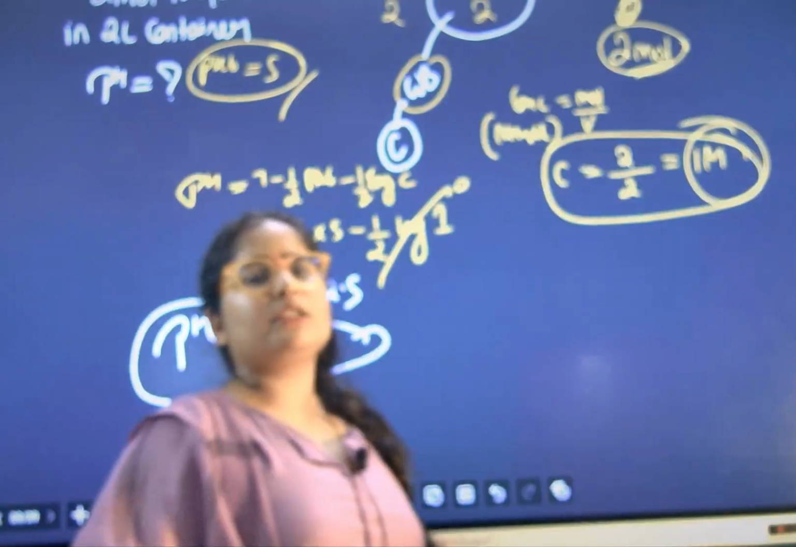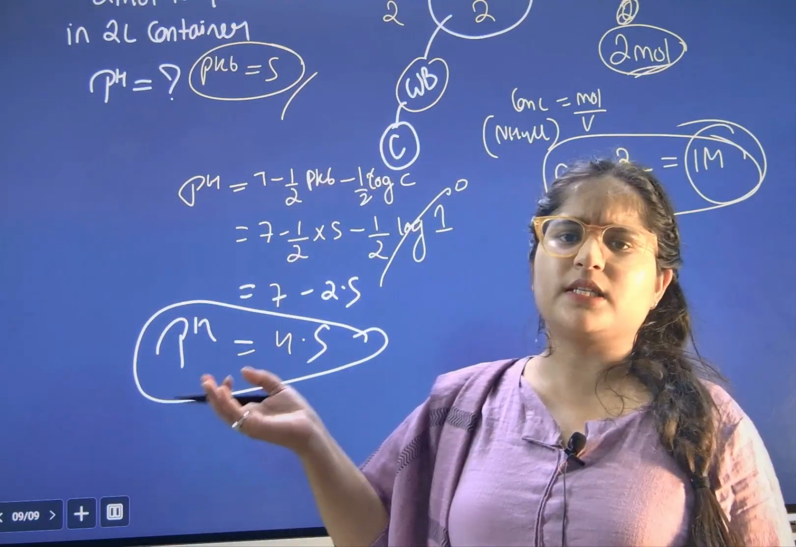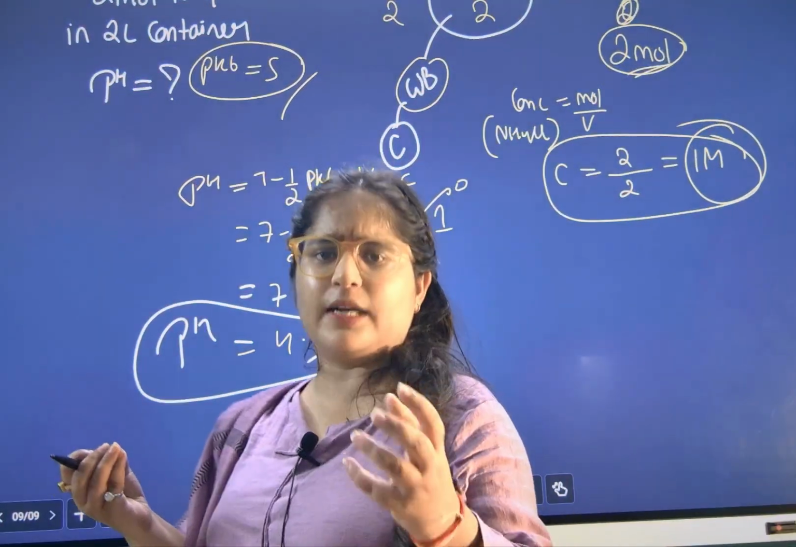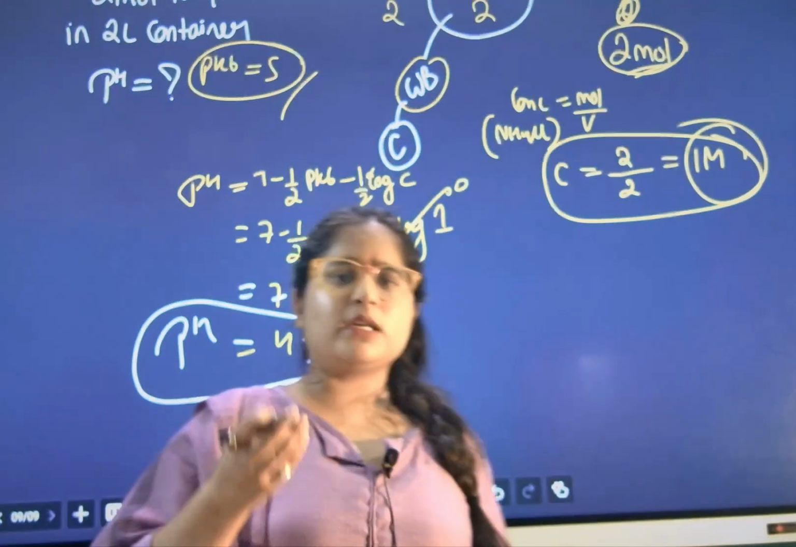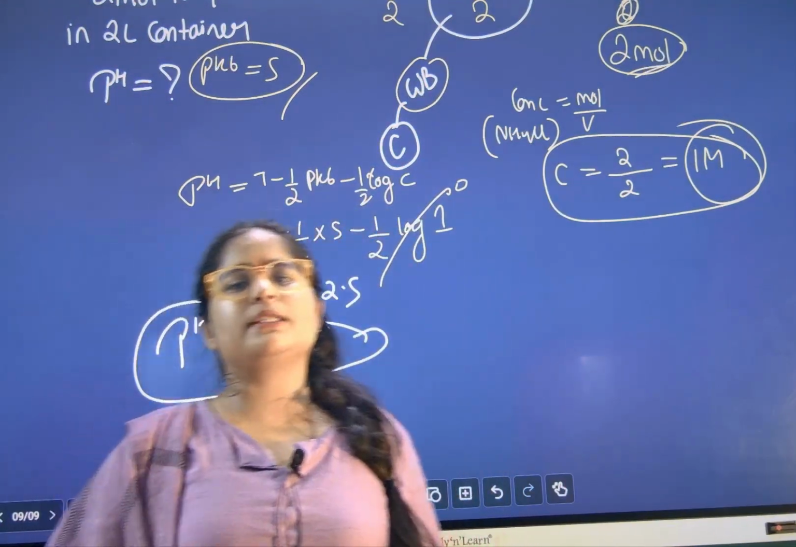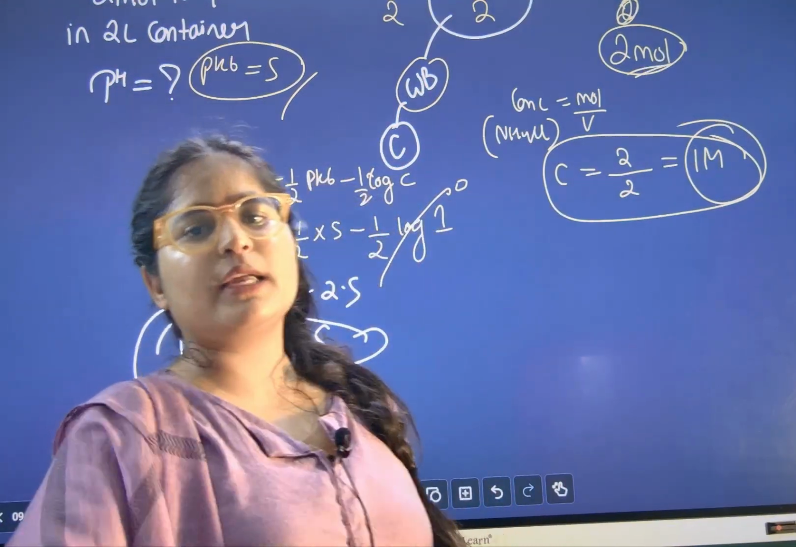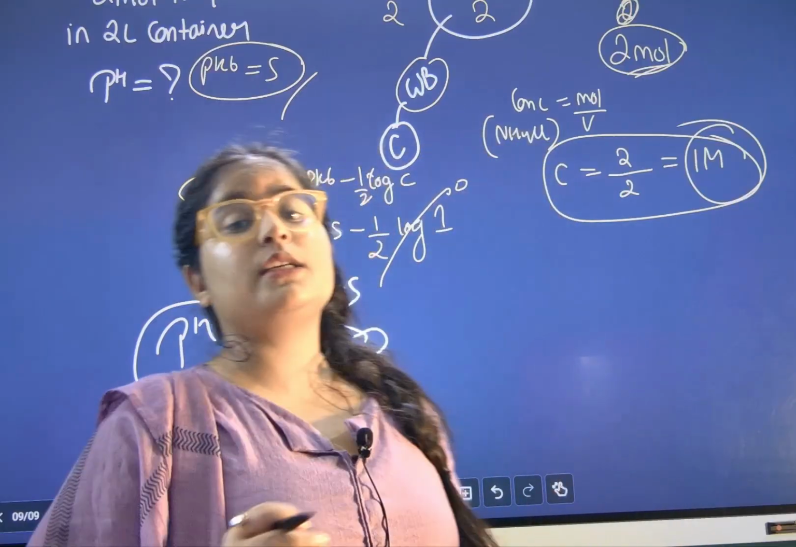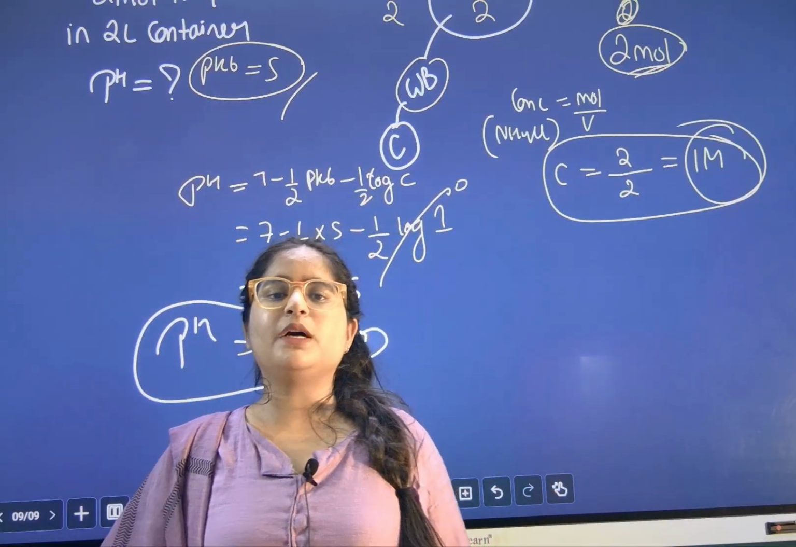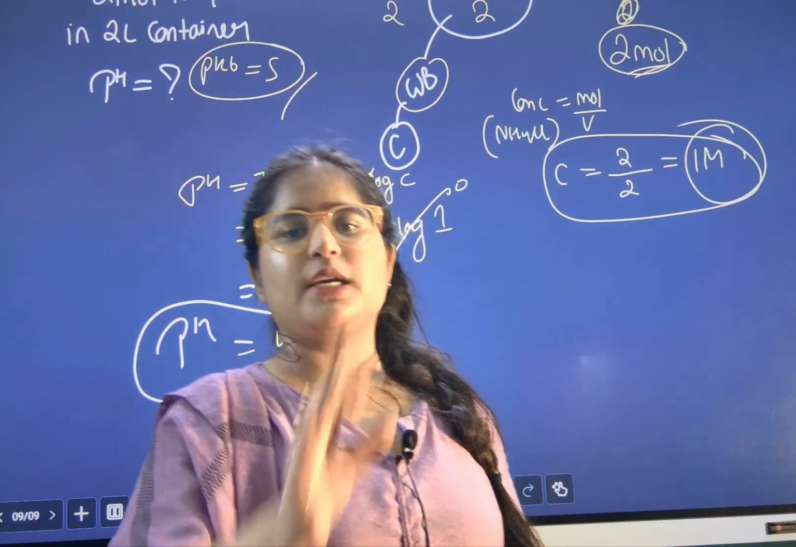So I hope you have understood. Just see the question, which type of hydrolysis they have given: case 1, case 2, case 3, case 4. On that basis, use the pH formula and calculate it. Easy. Now let us see the last topic of this chapter, that is buffer solution.